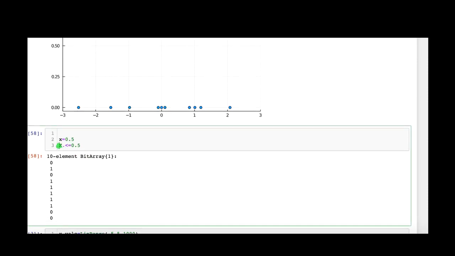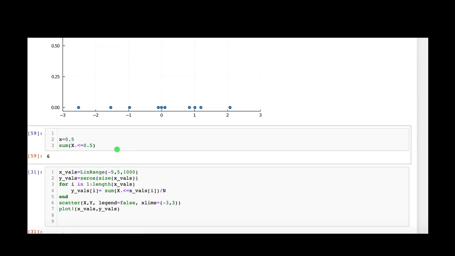In this case, the sum of these random numbers is 6. There are 6 random numbers that are less than 0.5, and so the empirical probability that x is less than or equal to 0.5 divides that by the number of sample points, and that will be given as 0.6 because there were 10 sample points. I could do this for any value whatsoever. For example, I could do it for x equal to minus 1.3, and then the probability is 0.2. Or I could do it for x equal to 4, and then the empirical probability is equal to 1, and that is because all of the points are less than or equal to 4.